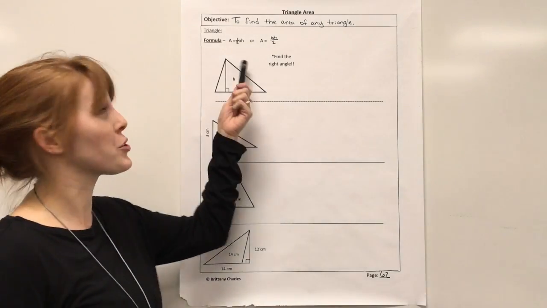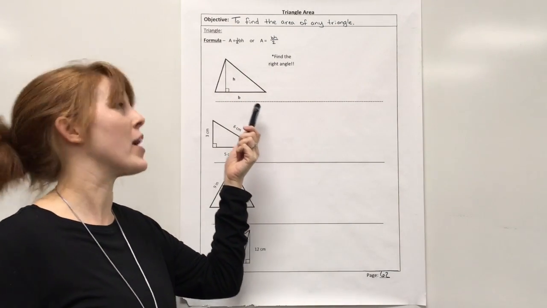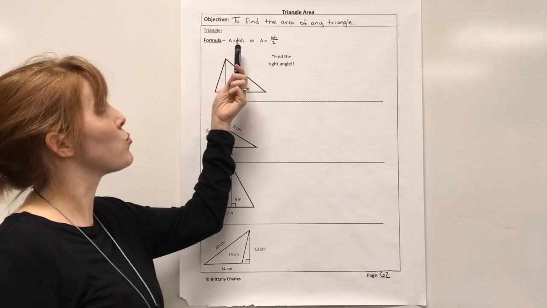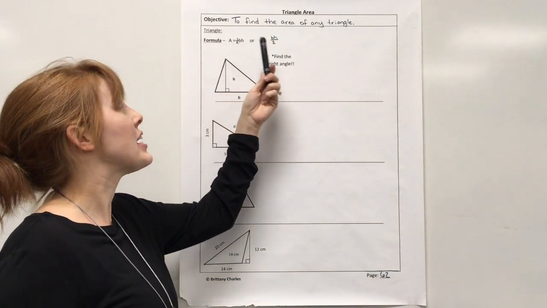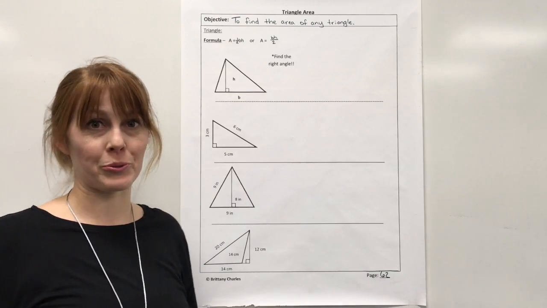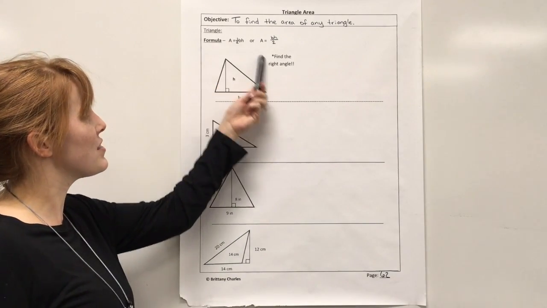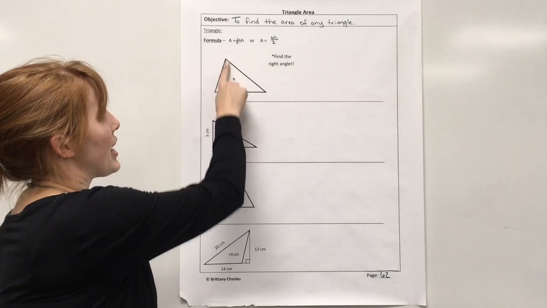Okay, well first of all, let's look at the formula for finding the area of a triangle. We have area equals 1/2 base times height, or what means the same thing is base times height divided by 2. So you can see in this shape we have a base and a height.